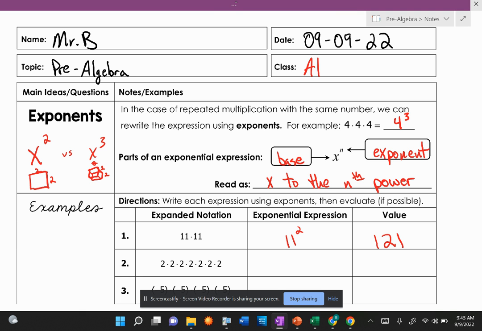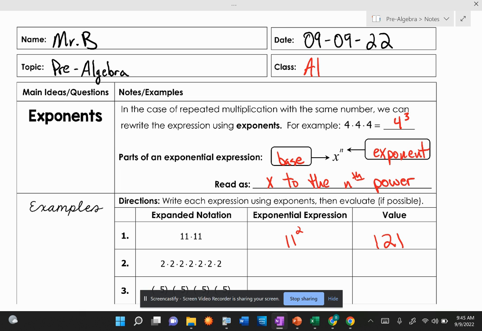So you would read an exponent as x to the nth power. So x to the second power, x to the third power, 4th, 5th, 26th, 87th. However high you want to get. The large number, the big number in an exponent, is called the base number. And then the superscript, the small number up top, is the exponent.